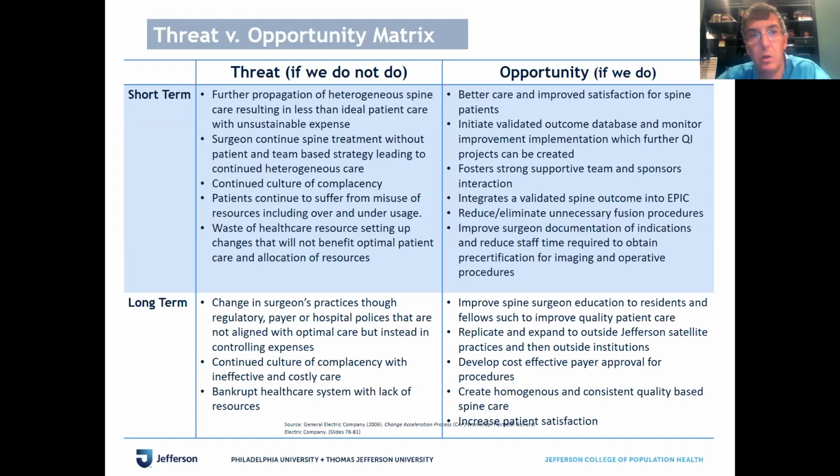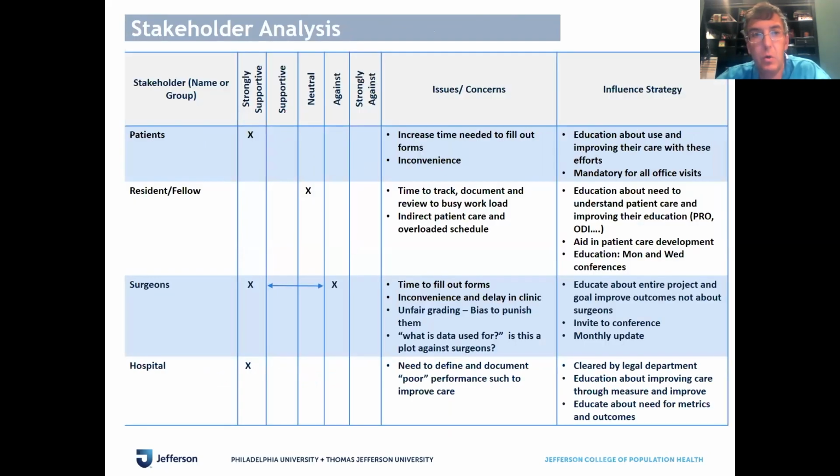One of the things is called a threat and opportunity matrix. And it's very simple. You look at what are the opportunities if I do this versus if I don't do that, short-term, long-term. It helps you understand why you're doing this and who it is going to benefit. You should do it for pretty much all your projects, because it helps when you have to present them to patients or to a committee.